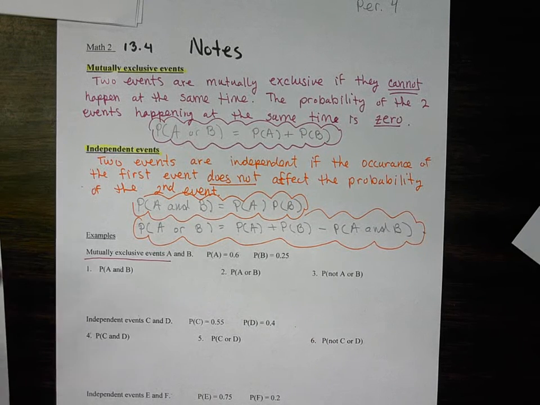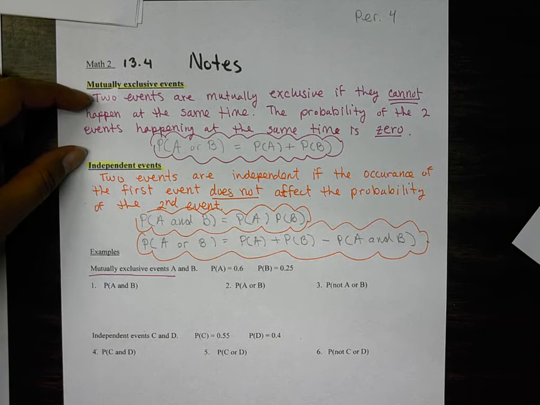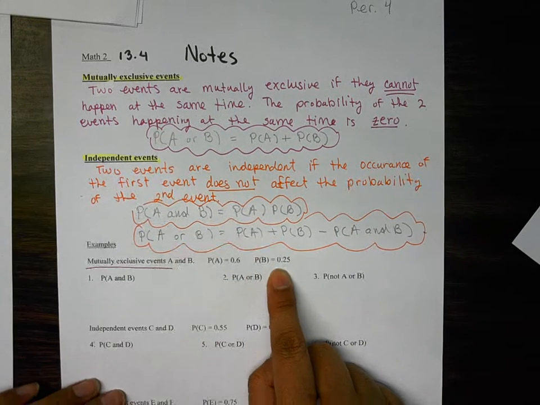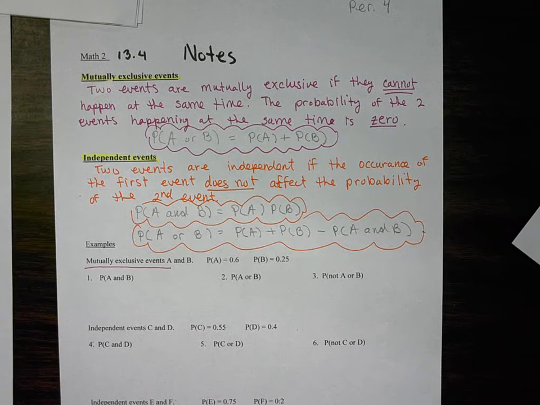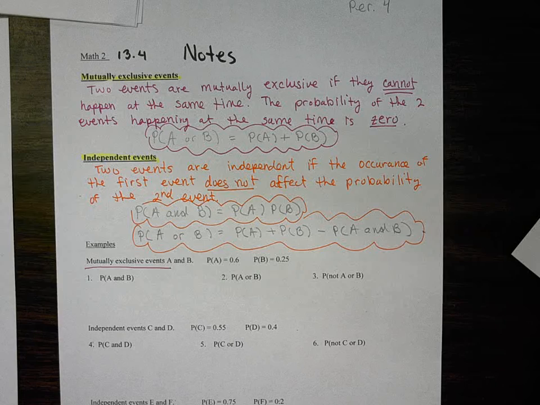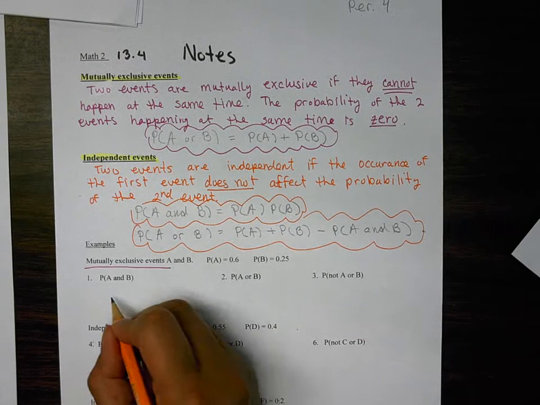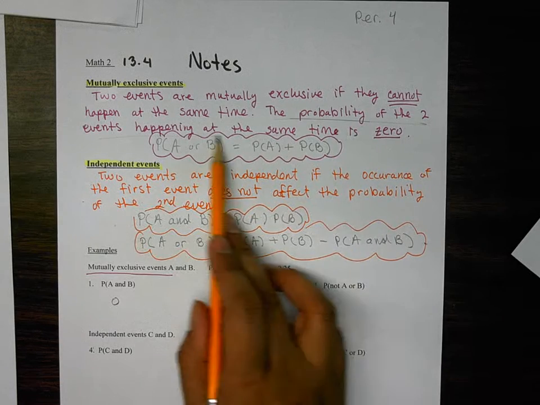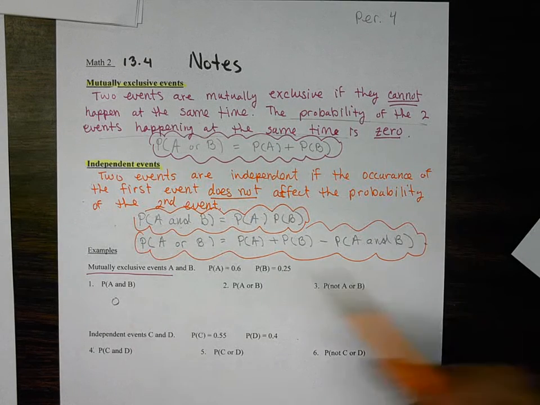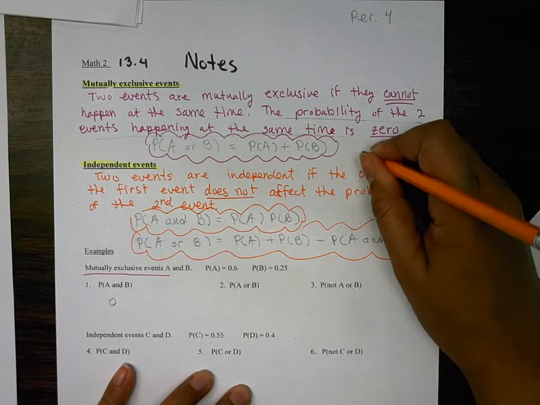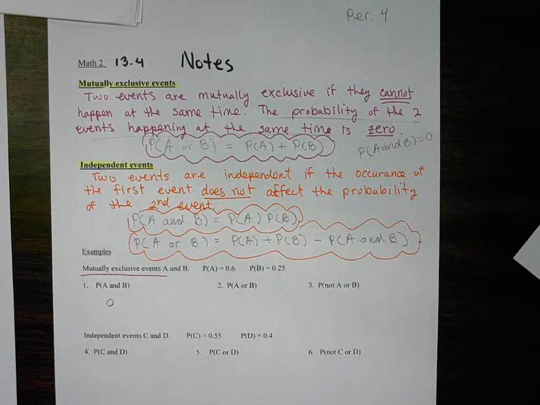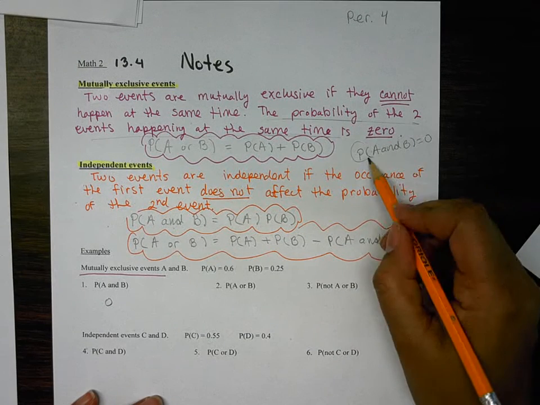All right, mutually exclusive. So that's the top section here. Probability of A is 0.6. Probability of B is 0.25. What is the probability of A and B? And I don't have a formula for that up here. What is it? 0. It's right here. The probability of the two events happening at the same time, that's the and, is 0. If you want to put that up here, P of A and B equals 0. Why? Because they're mutually exclusive.